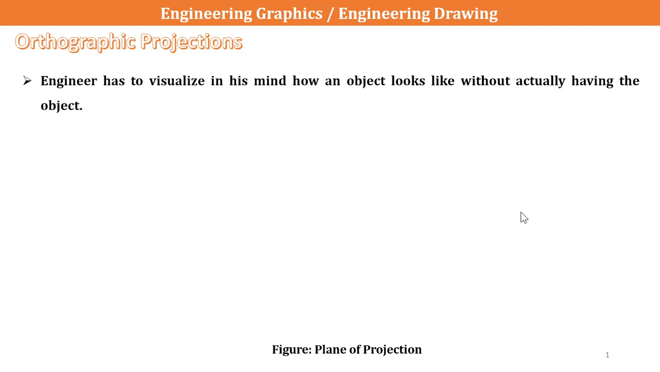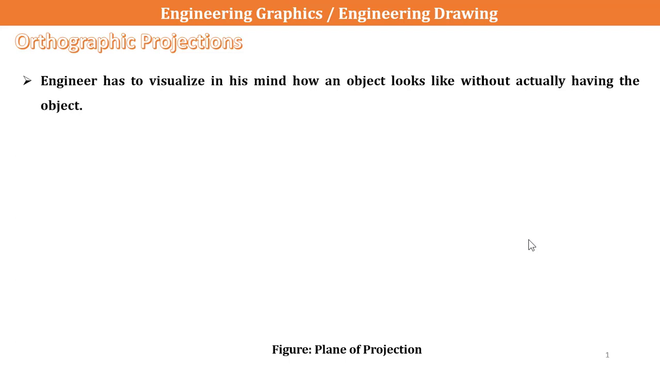The meaning of projection is that we are going to observe an object, and we have to represent this object to others. Basically, an engineer has to visualize in his mind how an object looks without actually having the object. In most cases, the engineer has to visualize it because he doesn't have the real visual of the thing which he is going to develop. So in that sense, he needs to construct it.